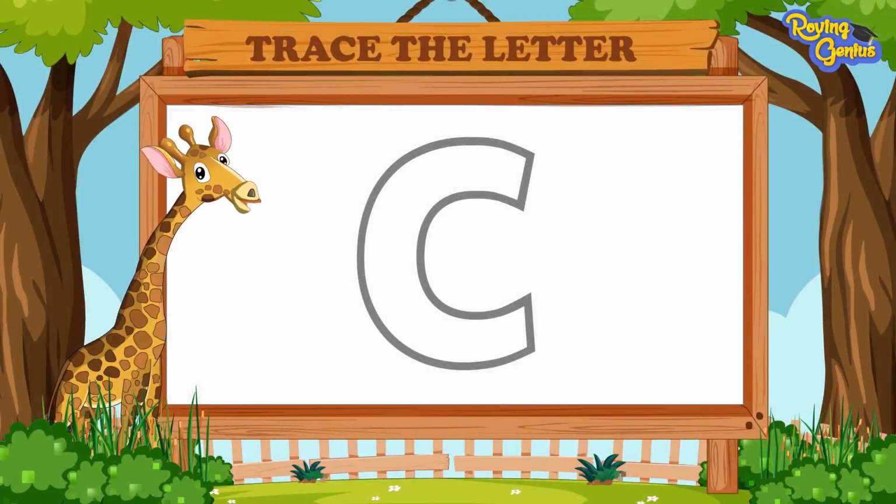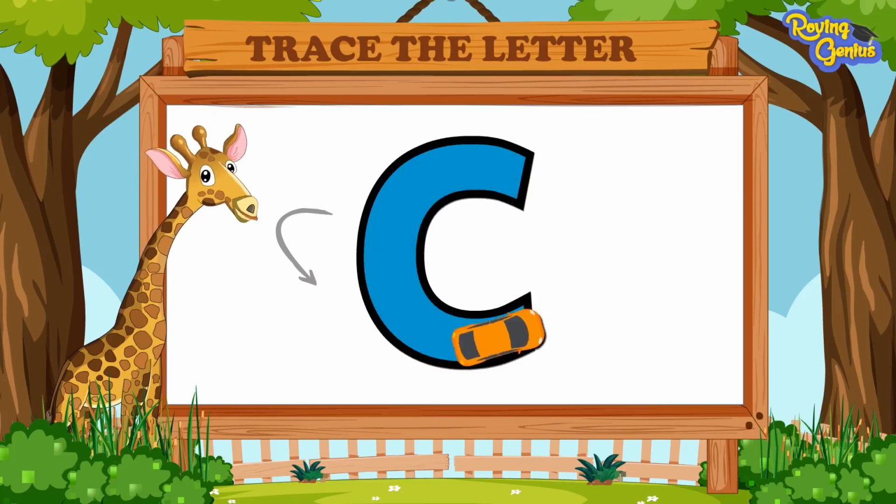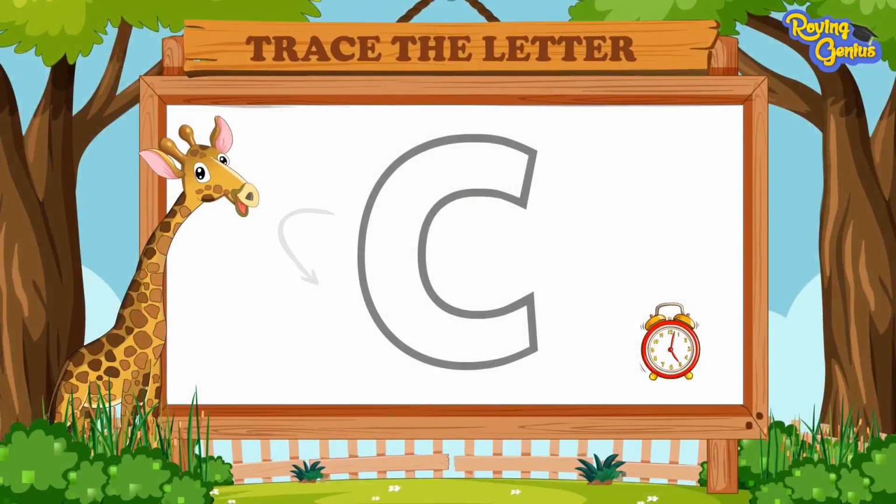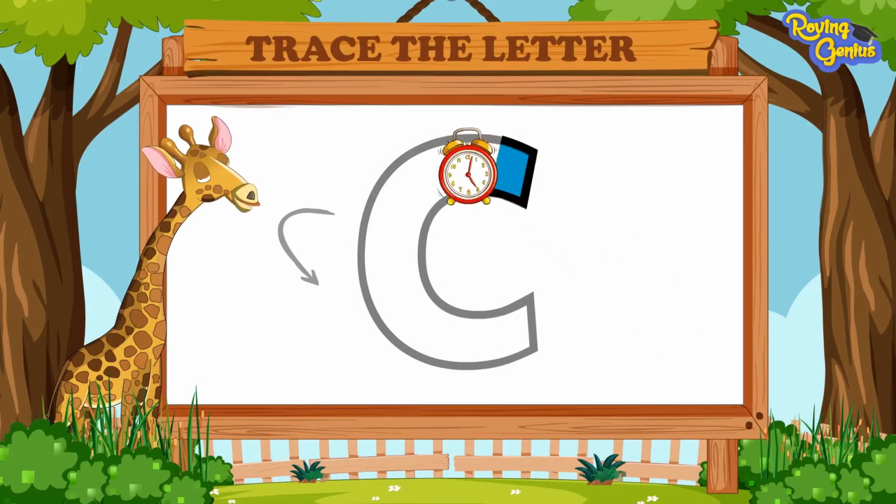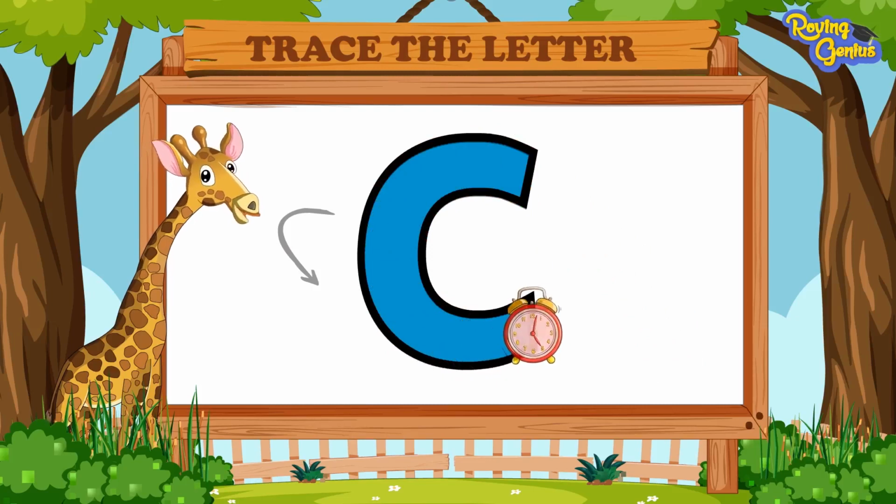Let's learn how to trace C with these fun rhymes. Cars can cruise down curvy C. Stop near the ground, that's it, you see. It's easy to make C, you see, like a smile big and wide, turned on its side.